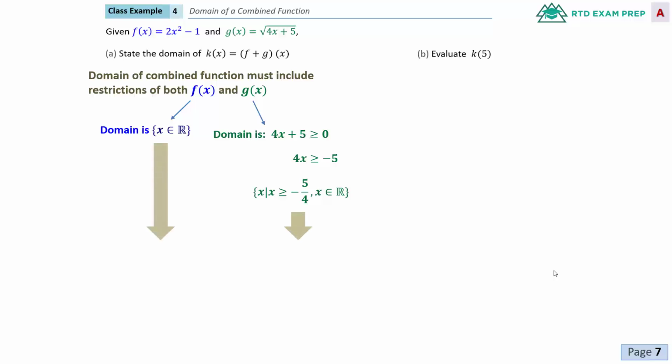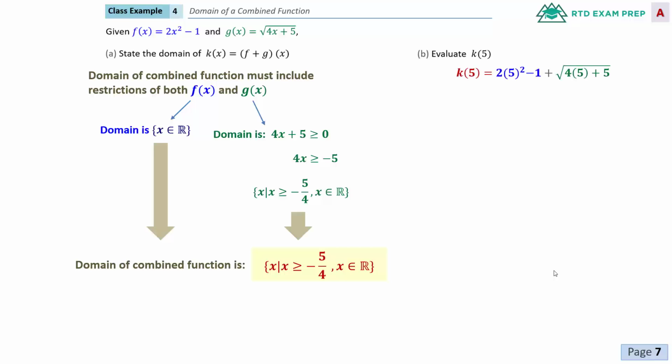And that is the domain that will effectively be the domain for g of x and also for the combined function. We're then asked to evaluate k of 5. Here is where we would actually write out f of x plus g of x and then sub 5 in place of x. So 2 times 5 squared would make 50. Respect the order of operations. And we can simplify this expression down to find that our value is 54. If this were a high stakes assessment, I would encourage you again to check it in your calculator.